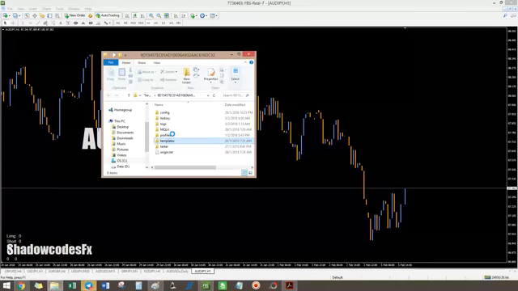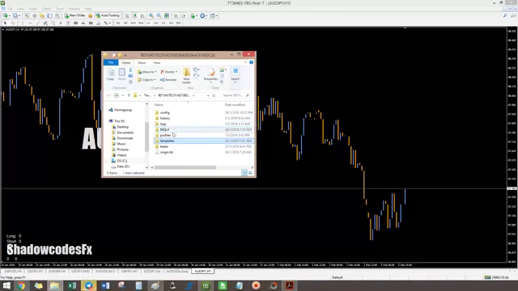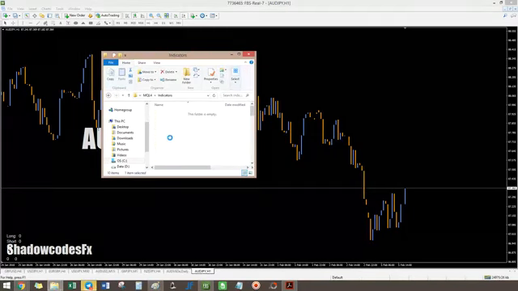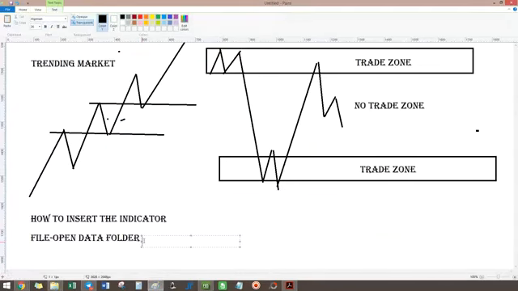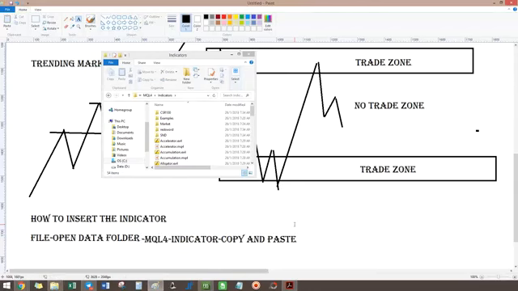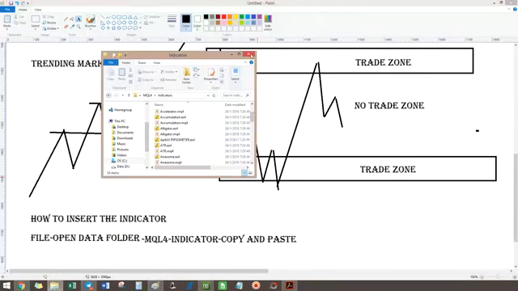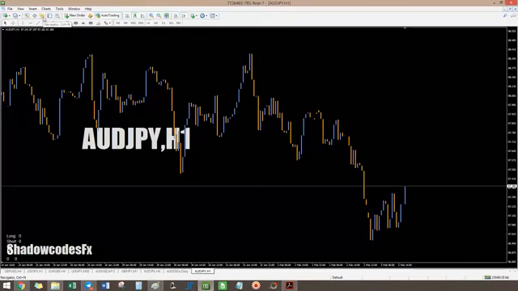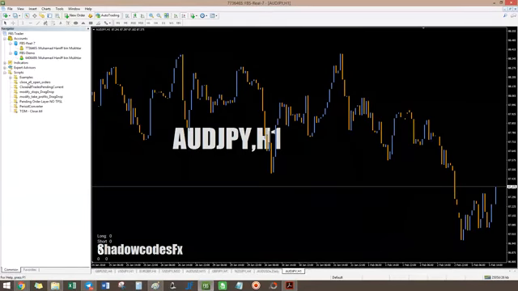Okay, so for the template, you just need to put it here. For the indicator, you need to go to MQL4 and then click on Indicators. Copy and paste. So you just paste it here, and after you have copied it into the folder, you close that, and then you click over here, the Navigator, or CTRL plus N.